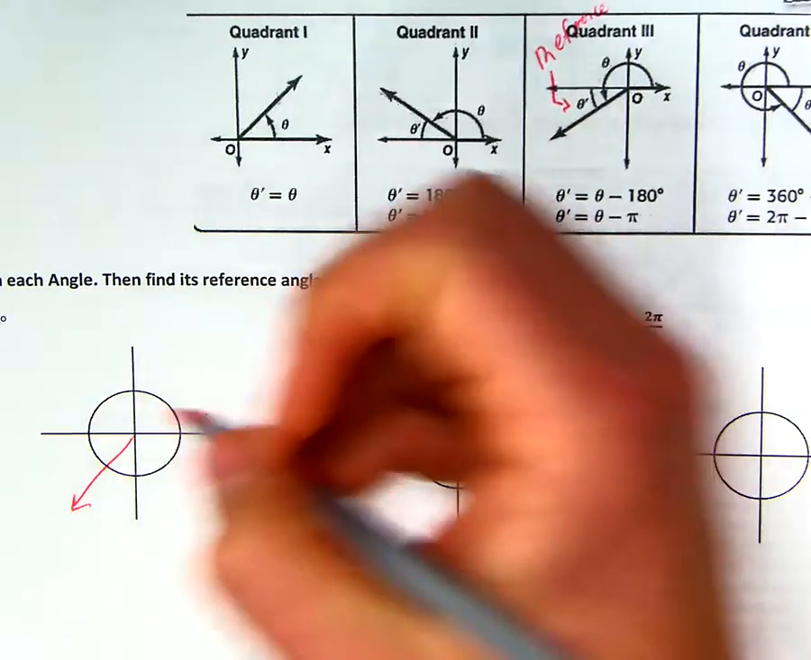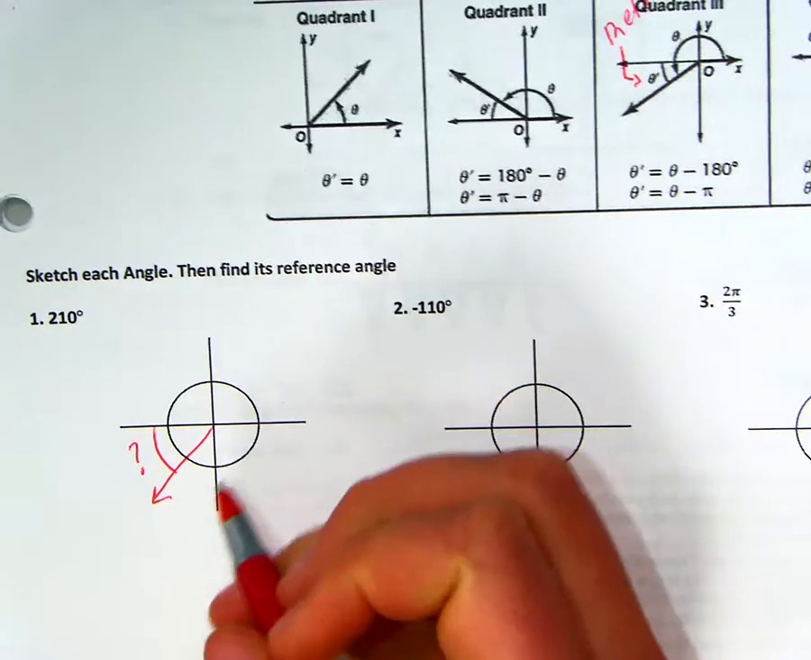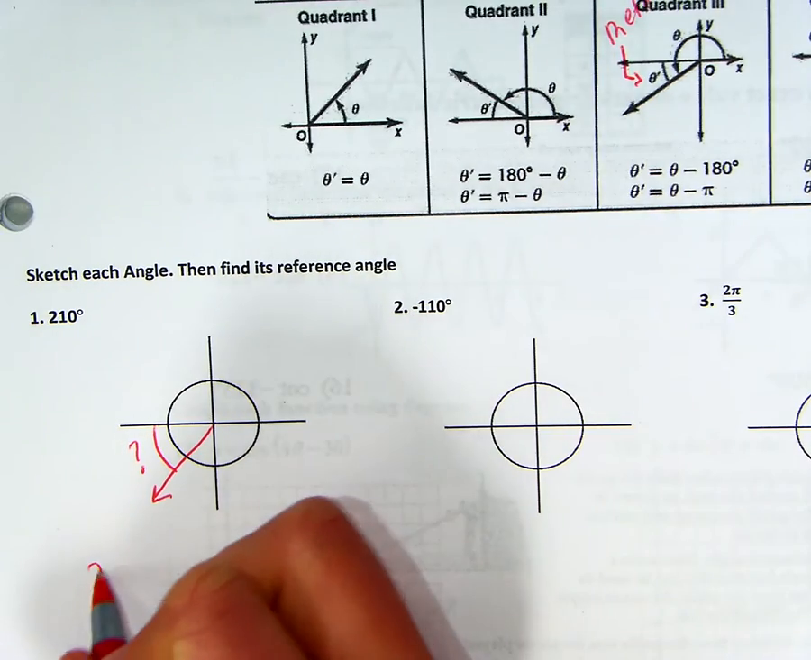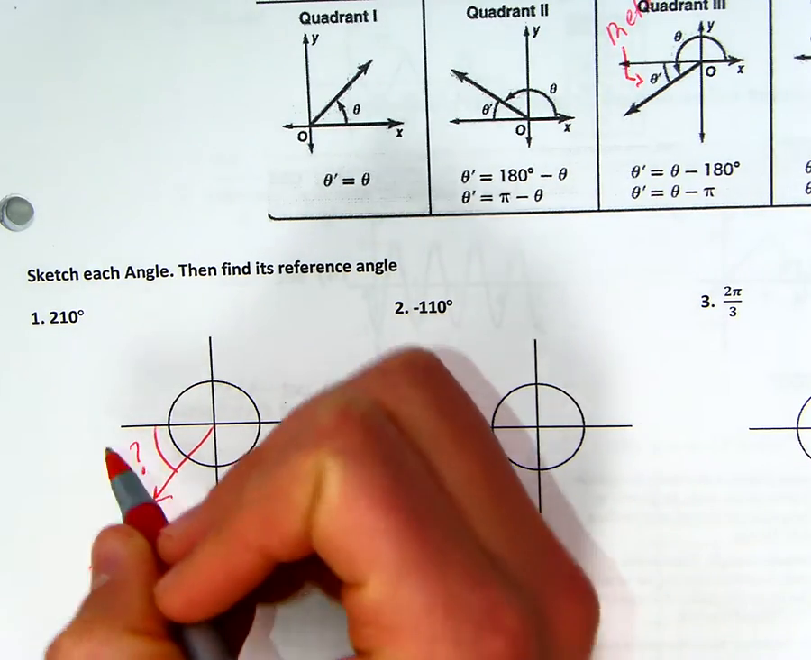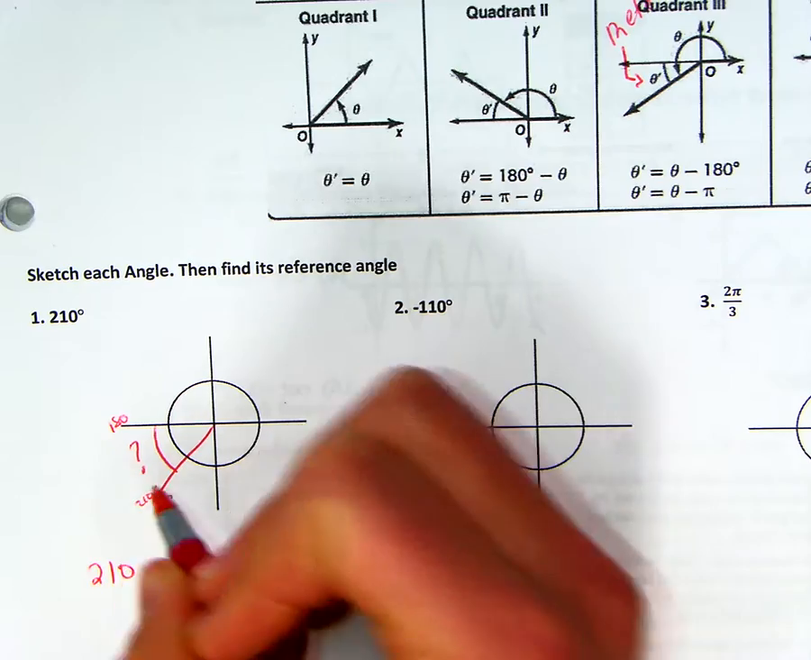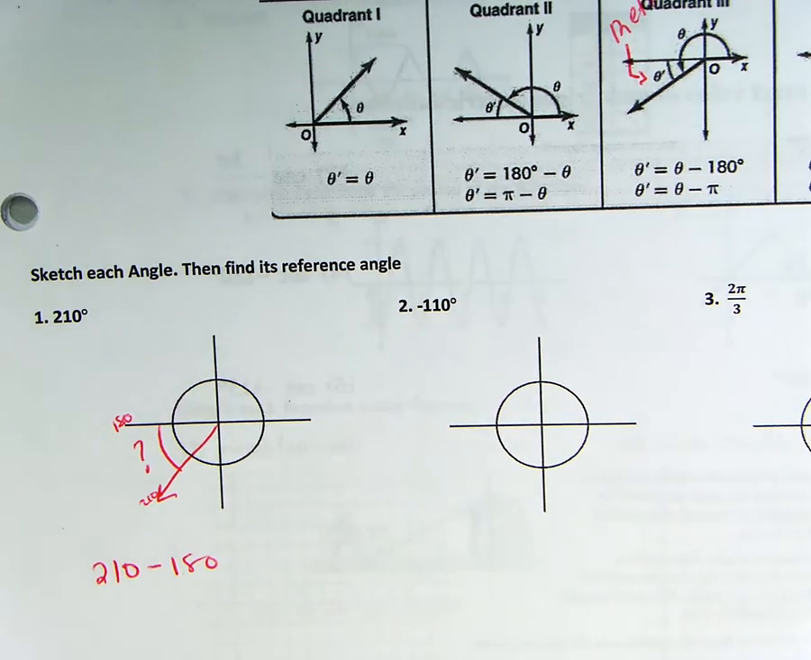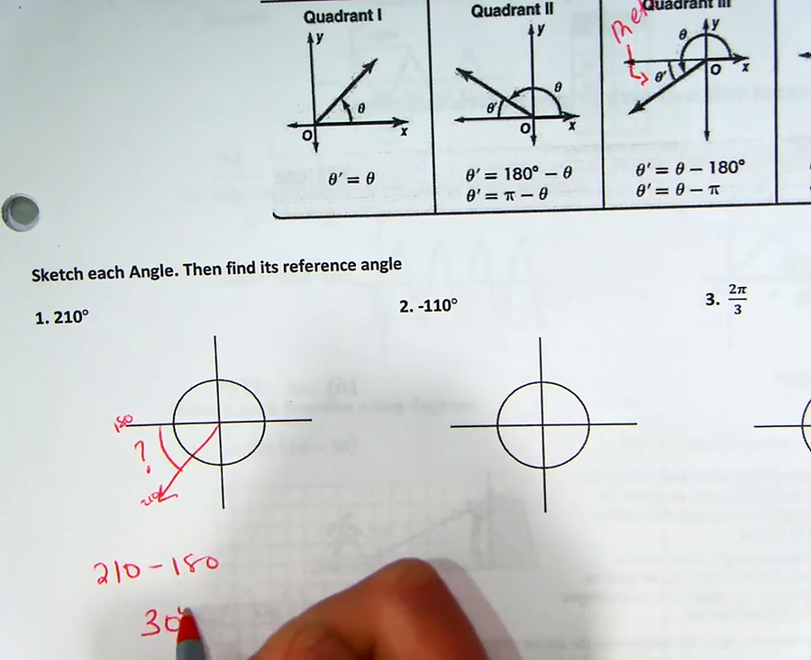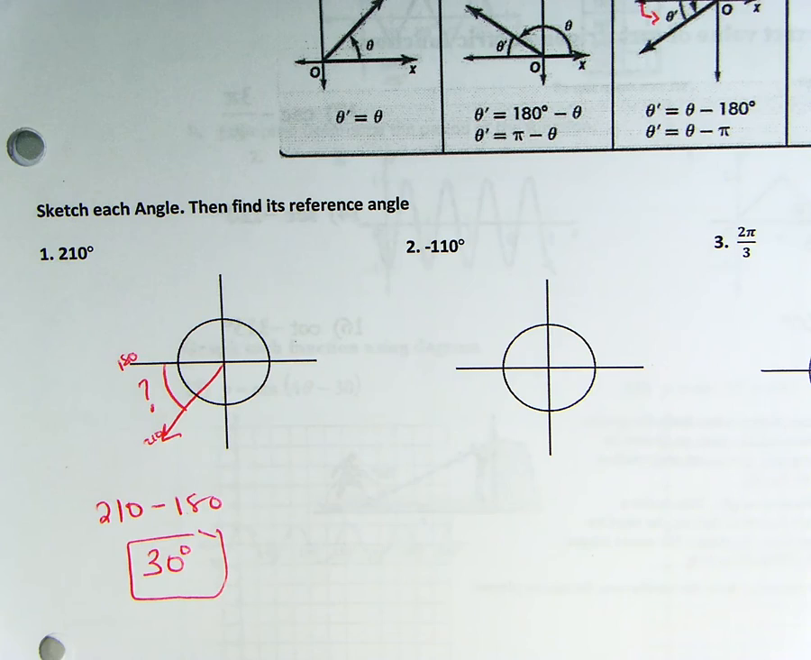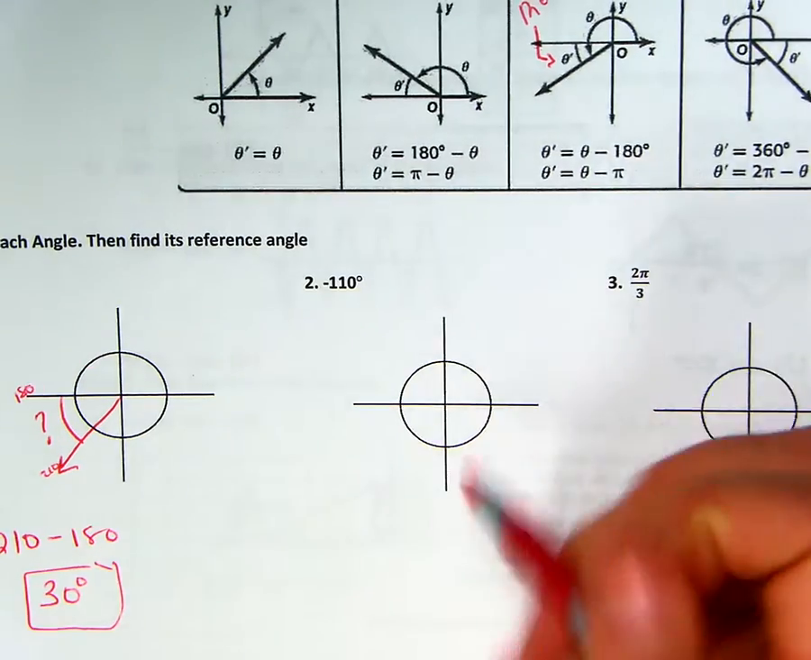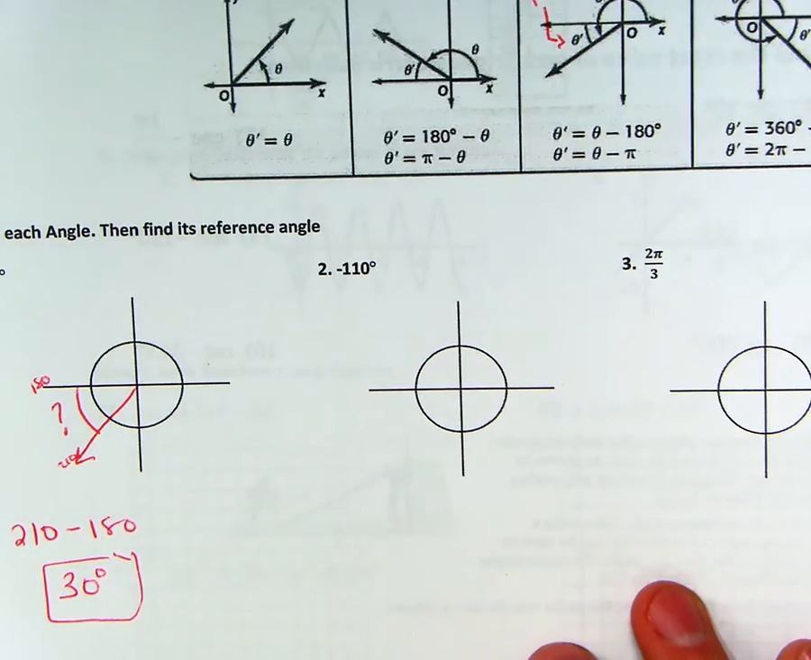So what is this distance? That's their question. All right. Well, here's 210. Right there's 210. Here is 180. So I would do 210 minus 180. What is that? 30 degrees. That is my reference angle. All right, that's what you see right here. Here's the angle minus 180. That's what you would have to do.